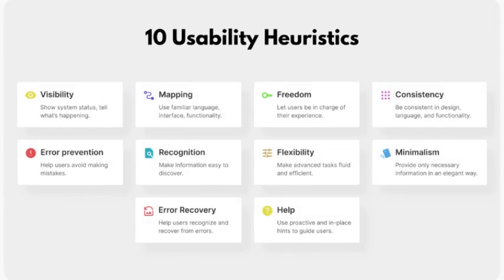Jakob Nielsen, a renowned usability expert, has developed a set of usability heuristics that can help you create user-centered products that are both usable and effective. These heuristics provide a framework for guiding UX design decisions, and they help to ensure that users always have a positive and intuitive experience when interacting with your product. In this lesson, you'll learn Nielsen's 10 usability heuristics and how they can be applied in product design.